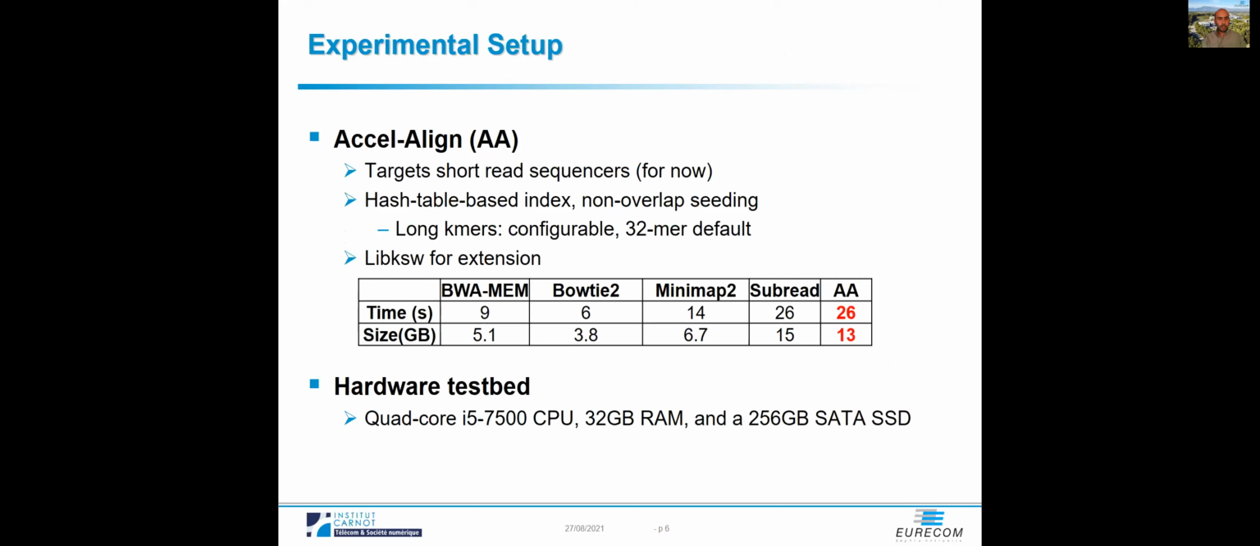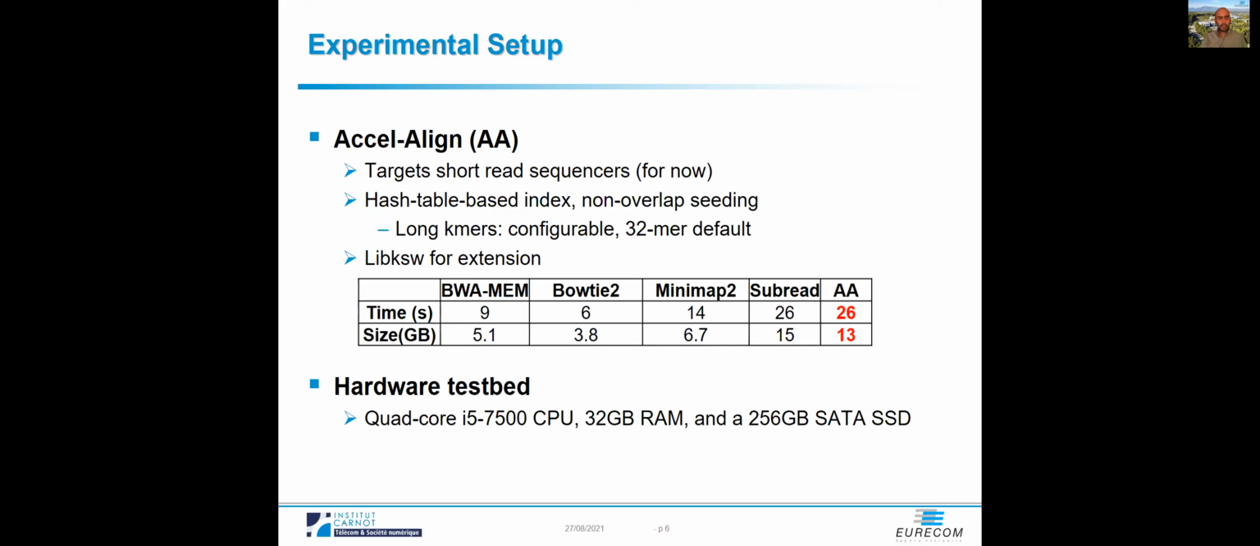So we have implemented all of these techniques that I described in Accel-Align. As I mentioned, we are targeting short read sequences for now. I'm just providing some basic details here. A lot more information is available in the paper. So Accel-Align uses a traditional hash table based indexing, and we use non-overlap seeding. So we don't do anything special in terms of seeding. In future work, we are exploring other seeding options, and we are going to look at relatively long k-mers because we are focusing on short read sequences once again.